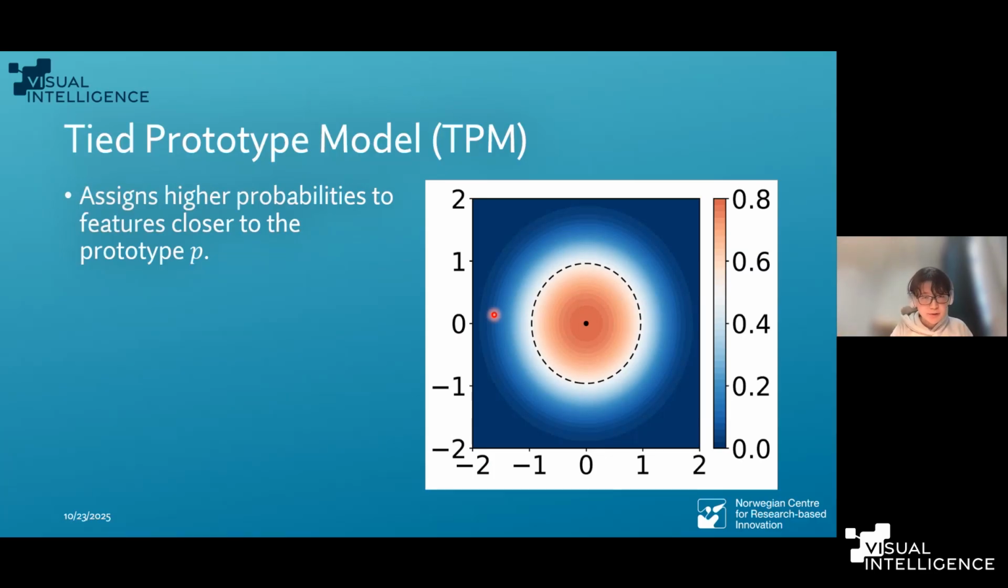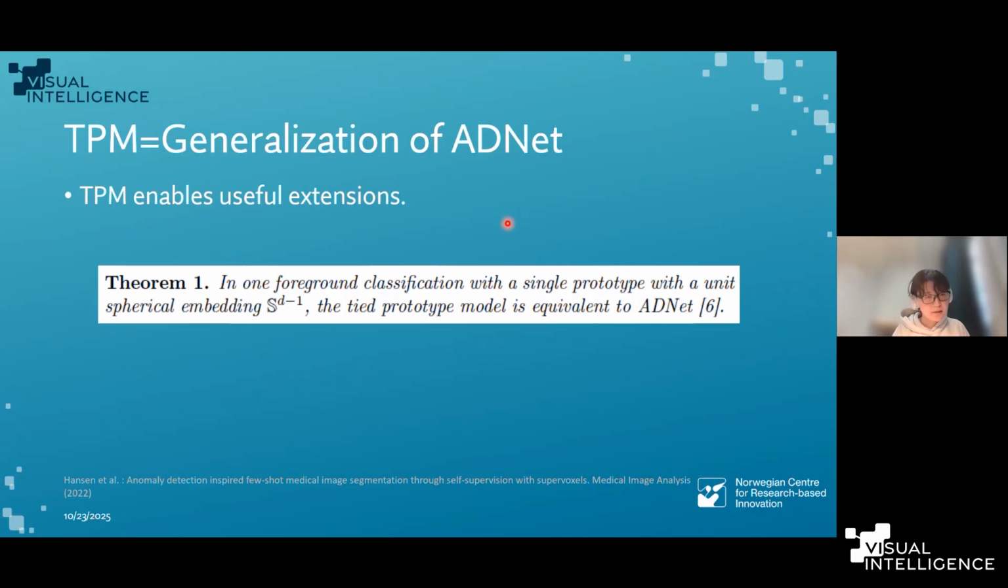So by doing so, TPM assigns higher foreground probabilities to features close to the prototype, and this property is useful for separating typical foreground features from non-typical background features. And in our paper, we also show that TPM generalizes the previous IO separation models. It generalizes ADNet, so it enables some extensions.